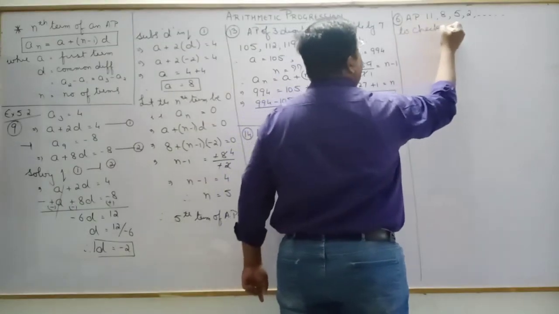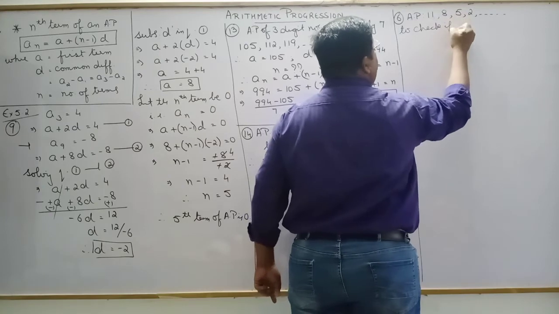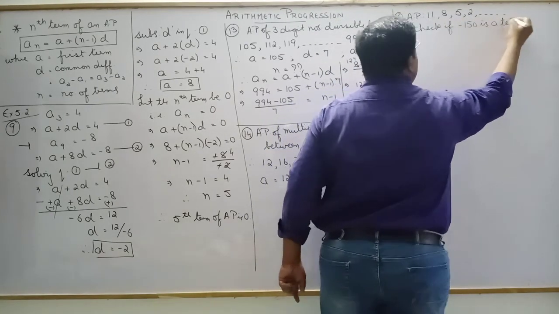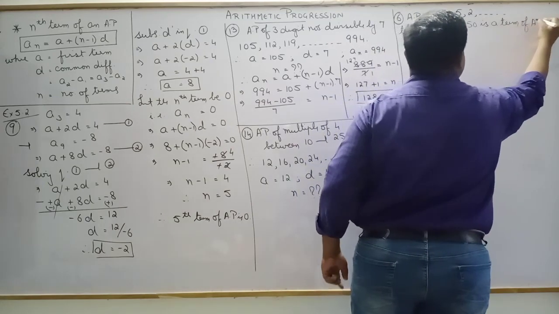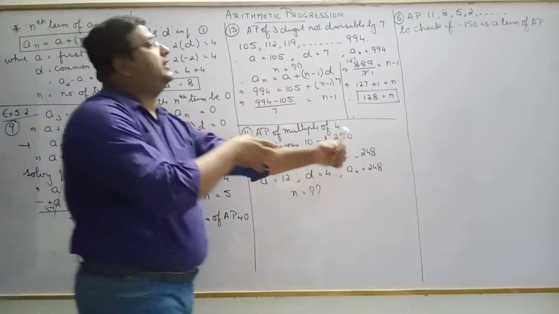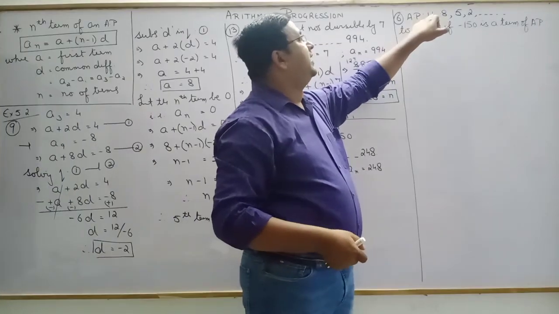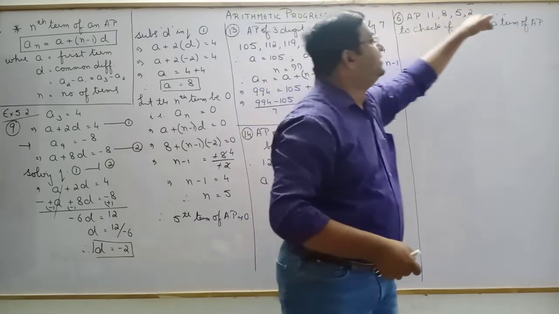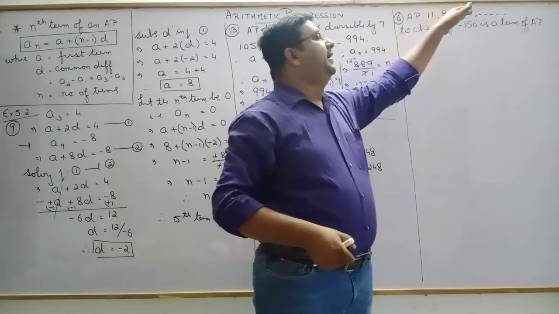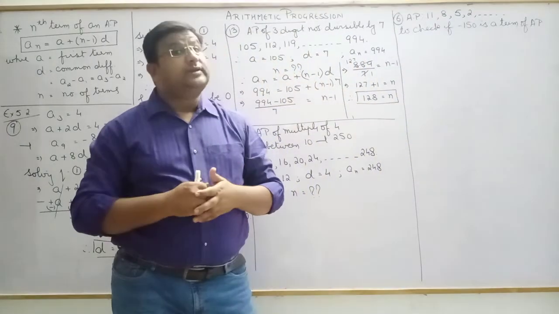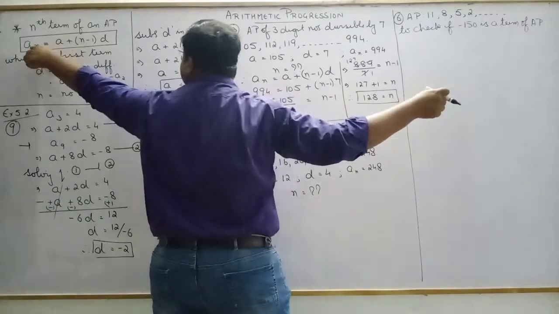To check if minus 150 is a term of the AP, sir, when we have an AP, we know the a, we can find d also. And as we can see, this is a decreasing order. Somewhere or the other, negative terms will start. So let us see which term this minus 150 is.